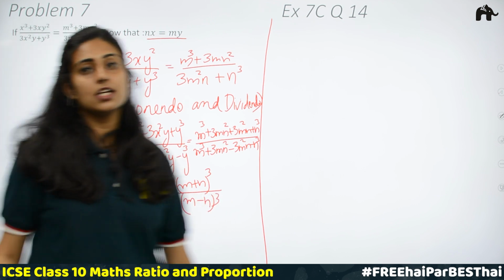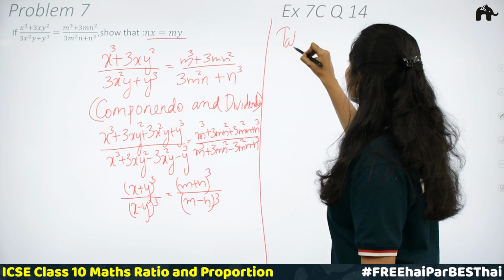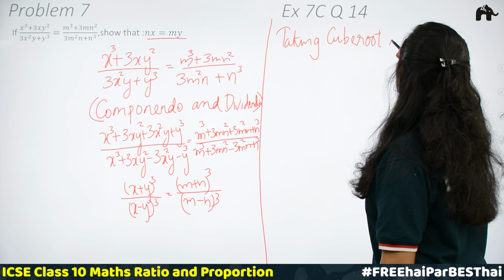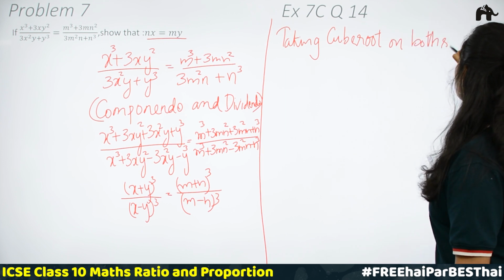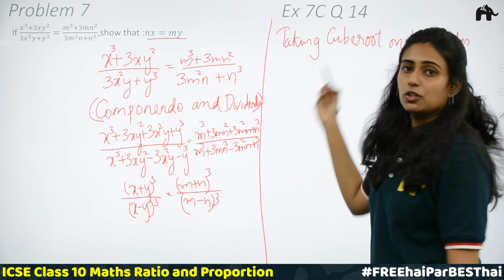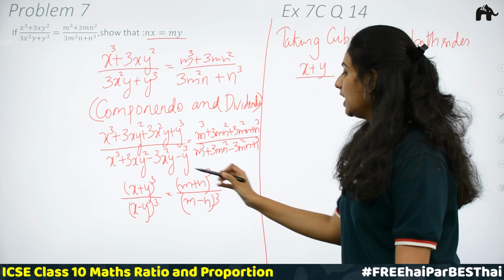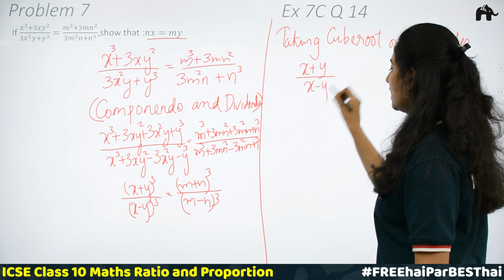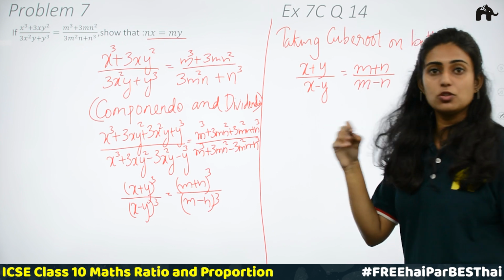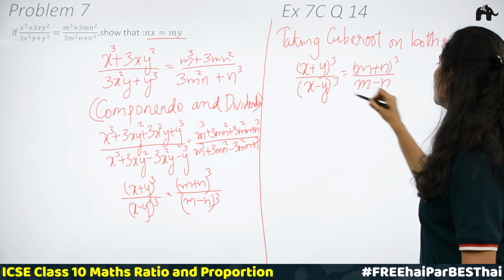Now, to remove these cubes, we can take the cube root of them. Taking cube root on both sides, we get (x plus y) whole cube. The cube root is x plus y divided by x minus y, whole cube. When you take the cube root, it becomes x plus y divided by x minus y is equal to m plus n divided by m minus n. You have to show the step, that is (x plus y) whole cube, (x minus y) whole cube, (m plus n) whole cube, (m minus n) whole cube.